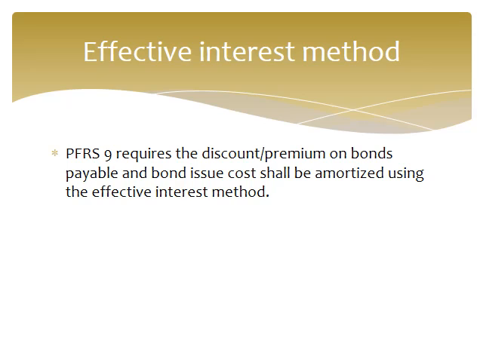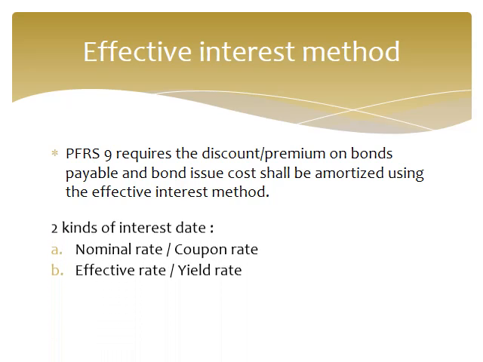Effective interest method. PFRS 9 requires the discount or premium on bonds payable and bond issue cost, na na-discuss na natin in the previous lecture, to be amortized using the effective interest method. Actually, ginamit na natin yung effective interest method for the last lecture. However, let us discuss how to use the effective interest method.